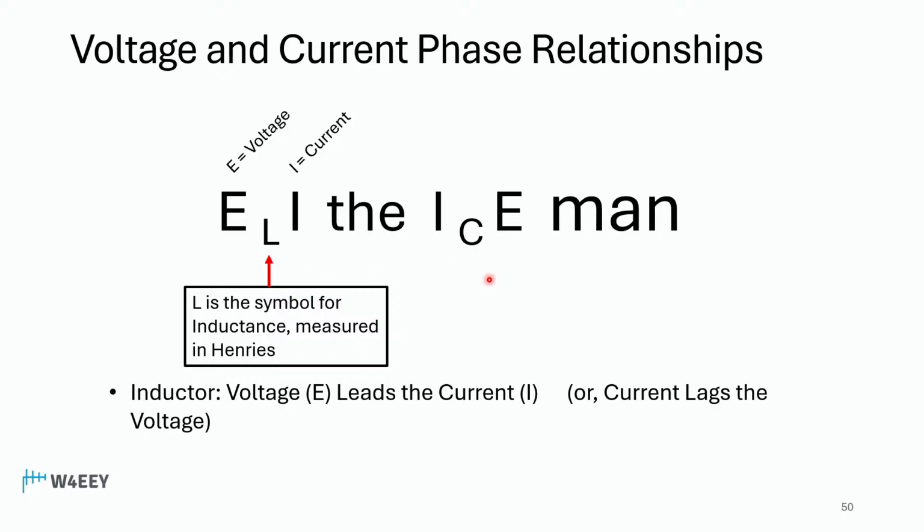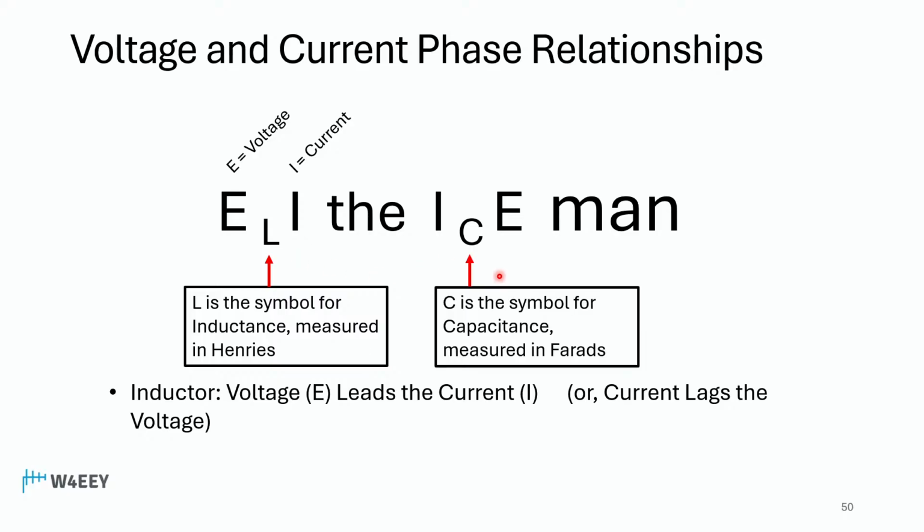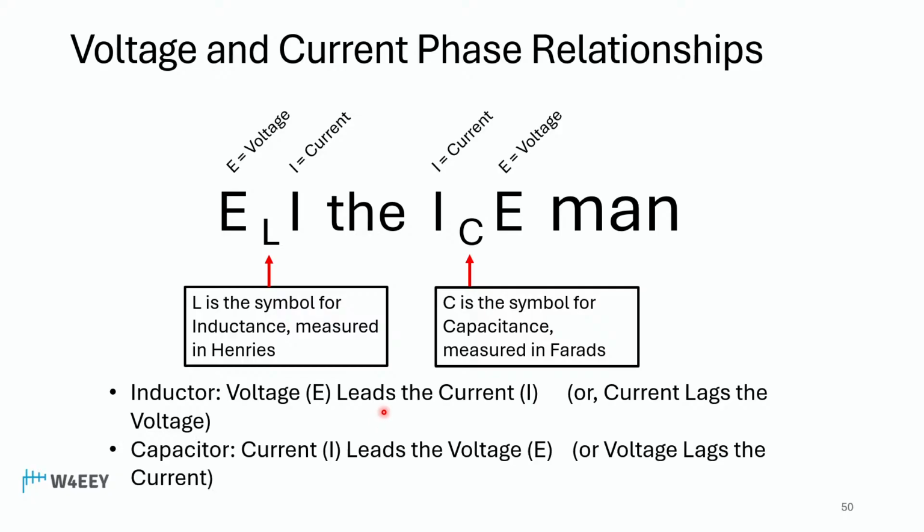And then ICE, let's review that. C is the symbol for capacitance, measured in farads. I and E, again, notice these are backwards from the way they appear over here. So for a capacitor, current leads the voltage, comes first in the word, or voltage lags the current.